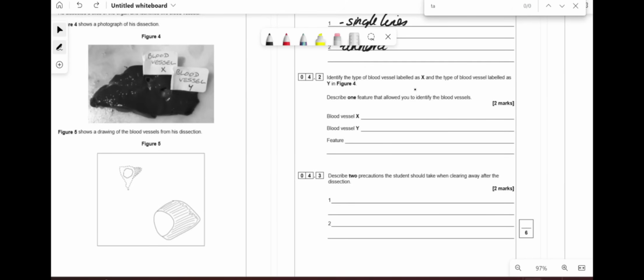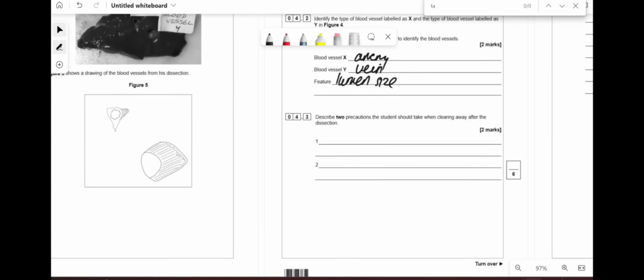Identify the type of blood vessel labeled as X and the type of blood vessel labeled as Y, and describe one feature that enabled you to identify them. So X is an artery or an arteriole, and Y is a vein. Why? Because the lumen is massive here and it's tiny there. As well as that, you could talk about wall thickness as well. The wall is a bit thicker there and it's thinner there, but that's the more obvious one.